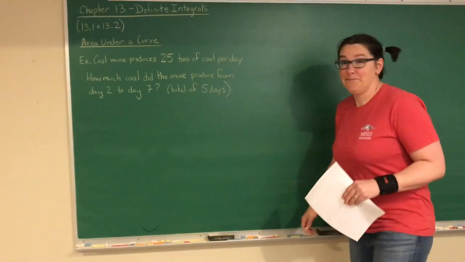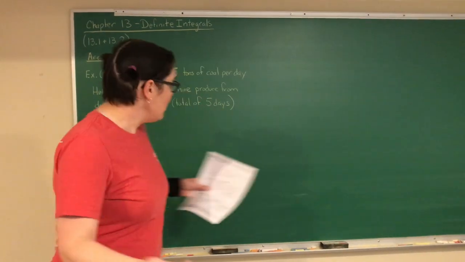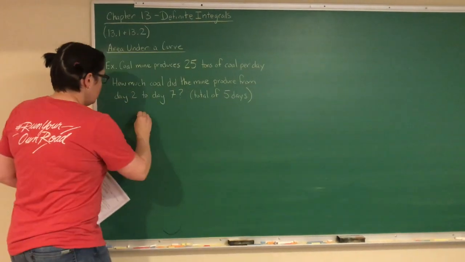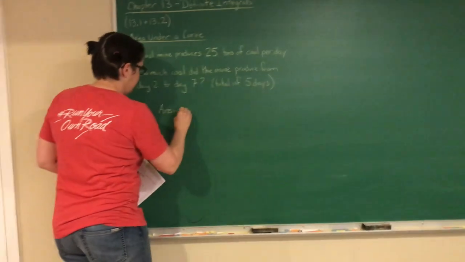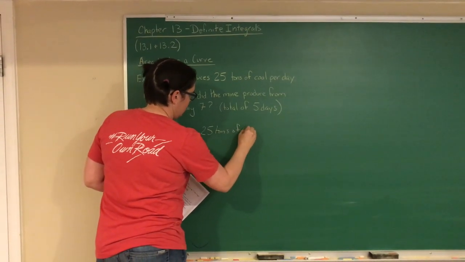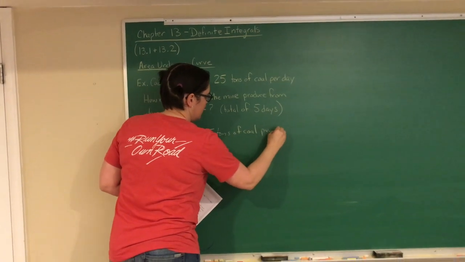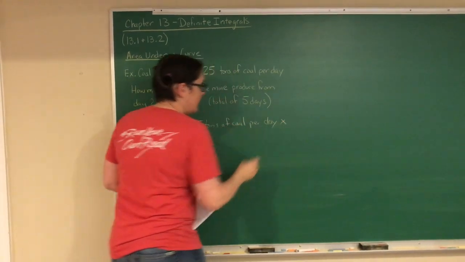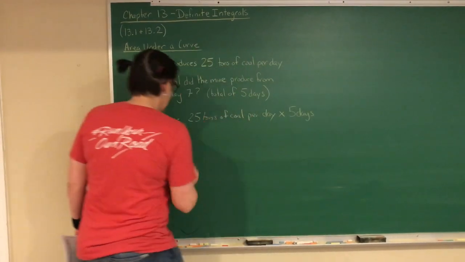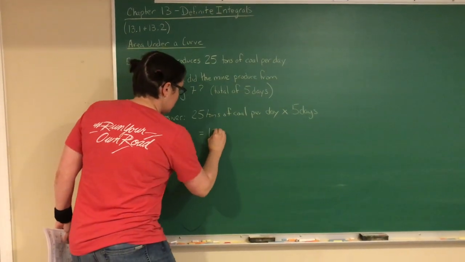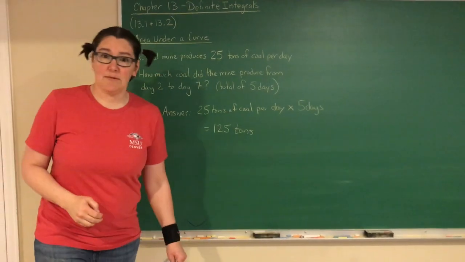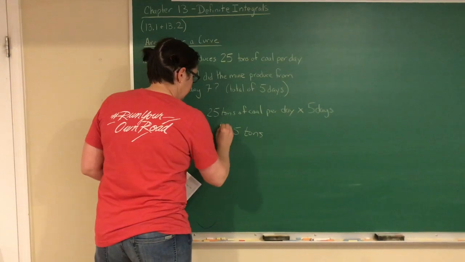Okay, so we're back now. What I'm hoping that you did when you paused that video is that you thought about an answer that maybe looked something like this. Well, we have 25 tons of coal per day, and there are a total of 5 days. And so 25 times 5 gives us 125, and that would be tons. 25 tons per day times 5 days gives us 125 tons.